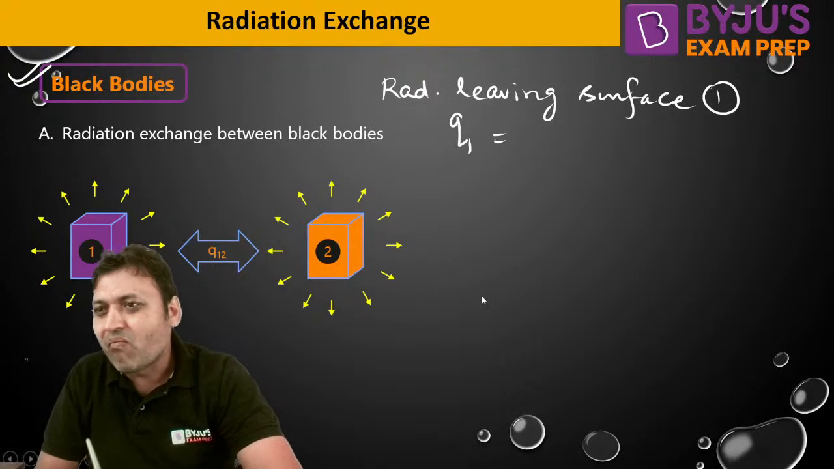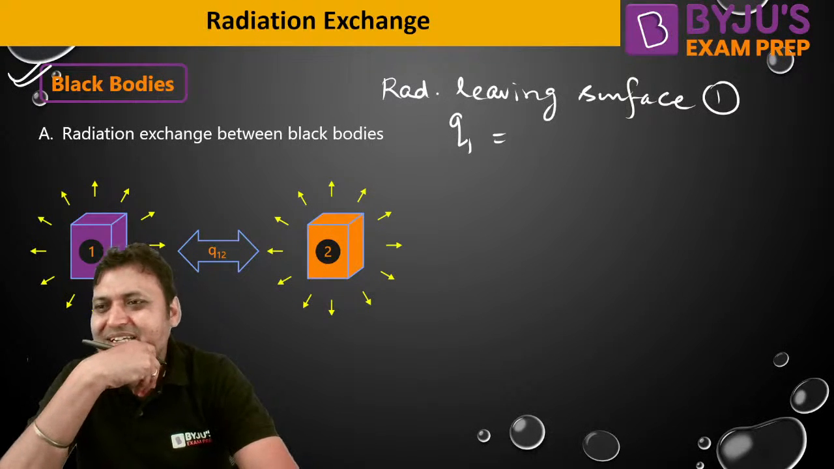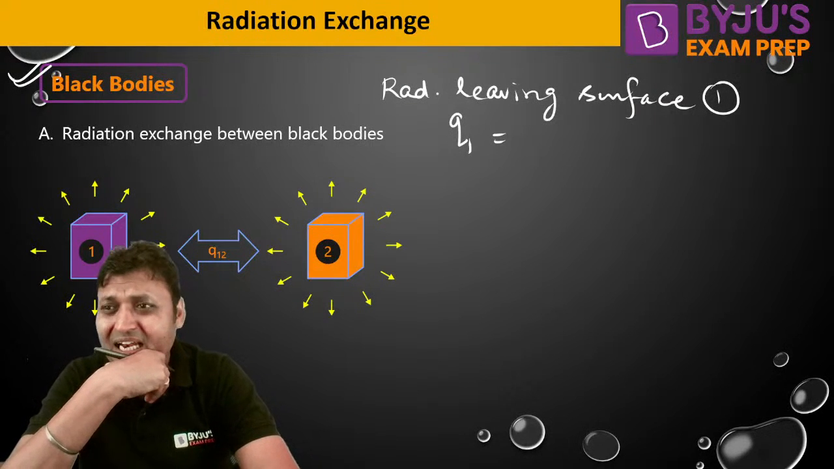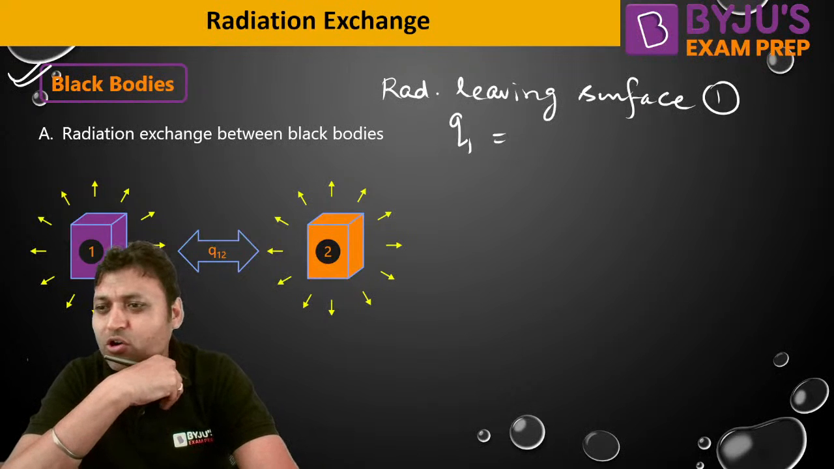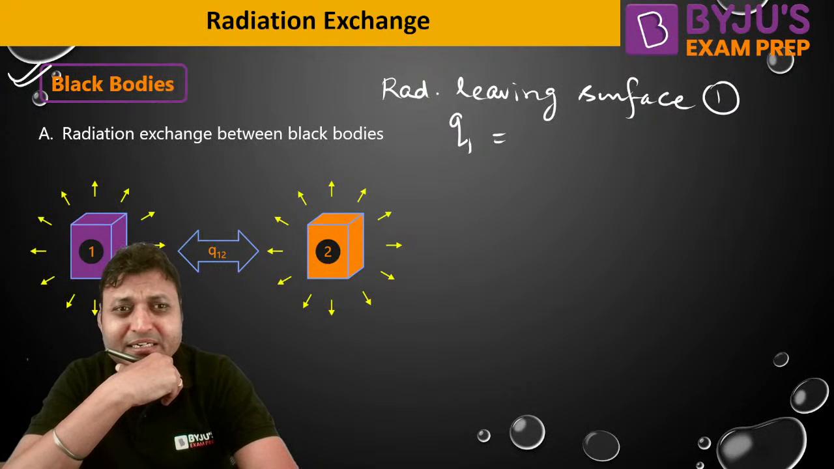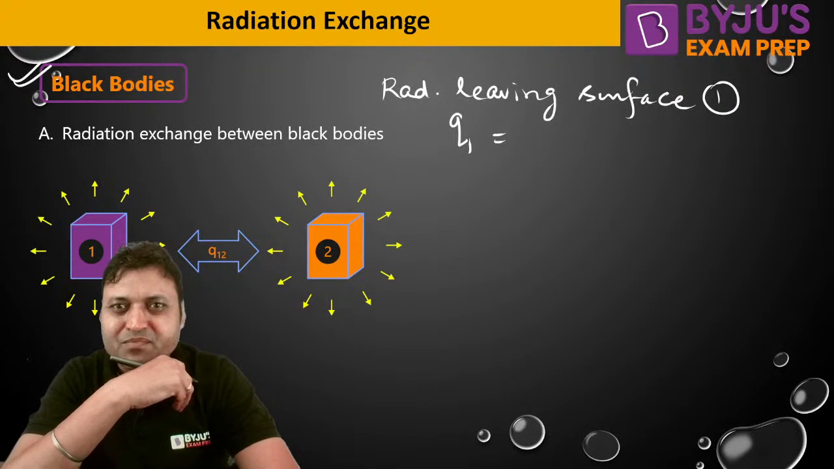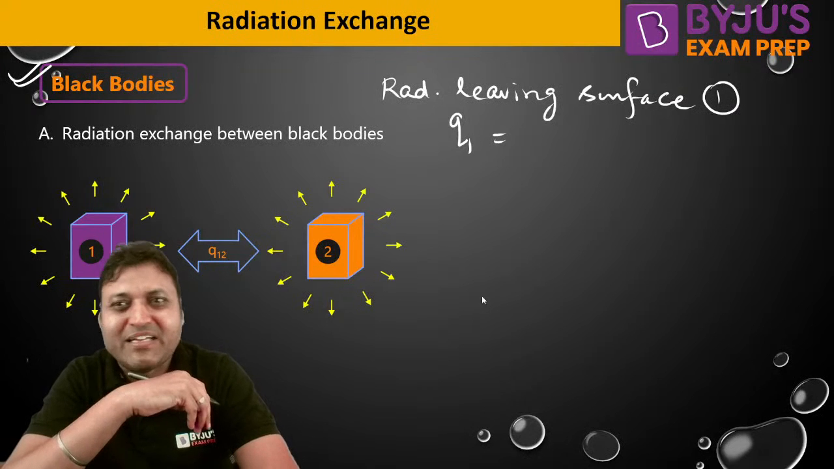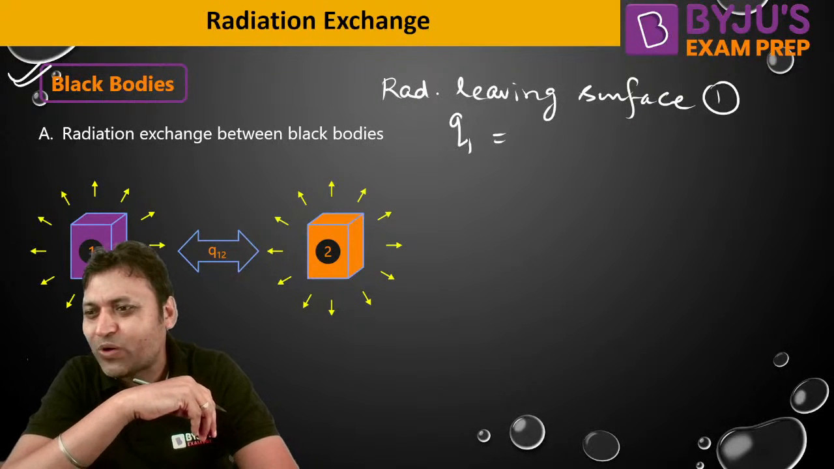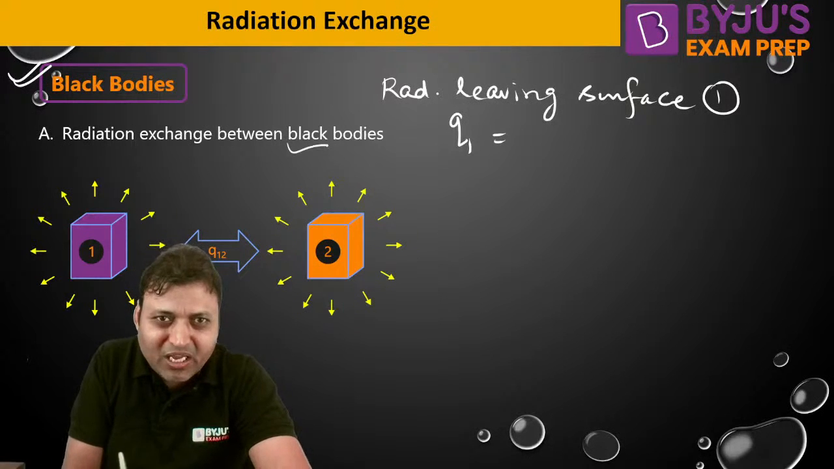Yes, everyone. So many people are attending the class, still very few people talk to me through the comment section. Keep on. The more you commit mistakes, the more comfortable you will become. What is the amount of radiation leaving the surface 1? Q1. How to write Q1? Waiting for your response.